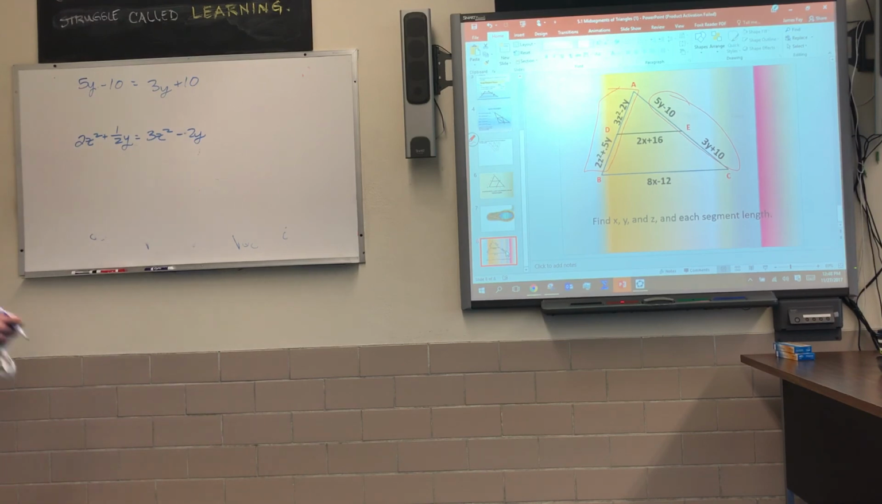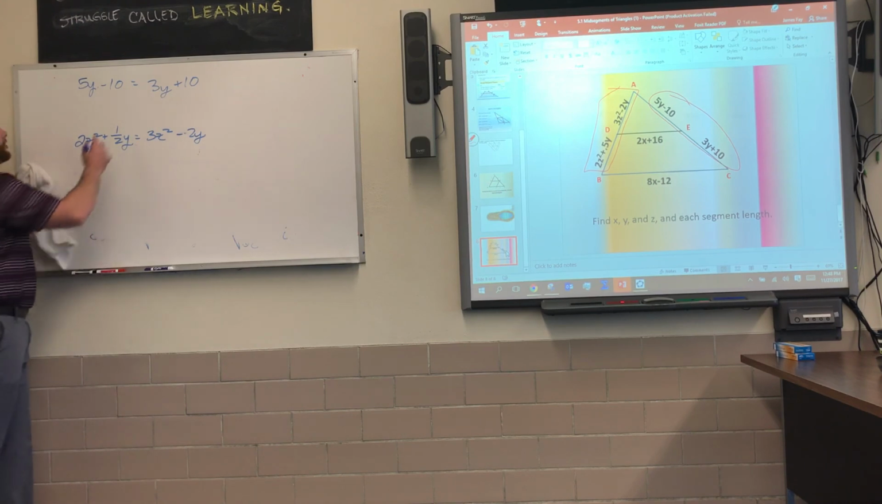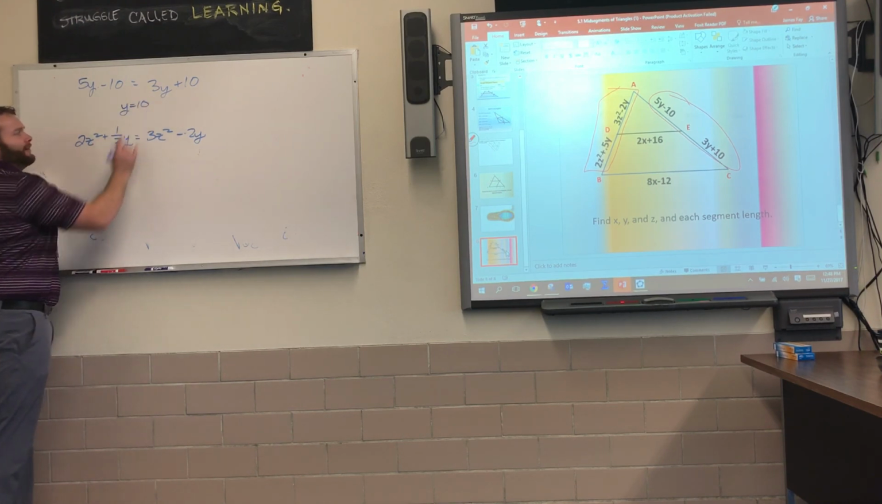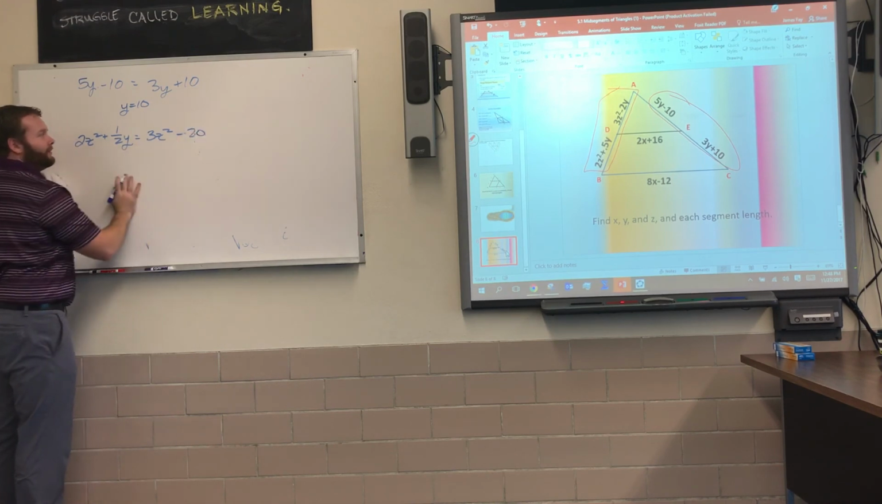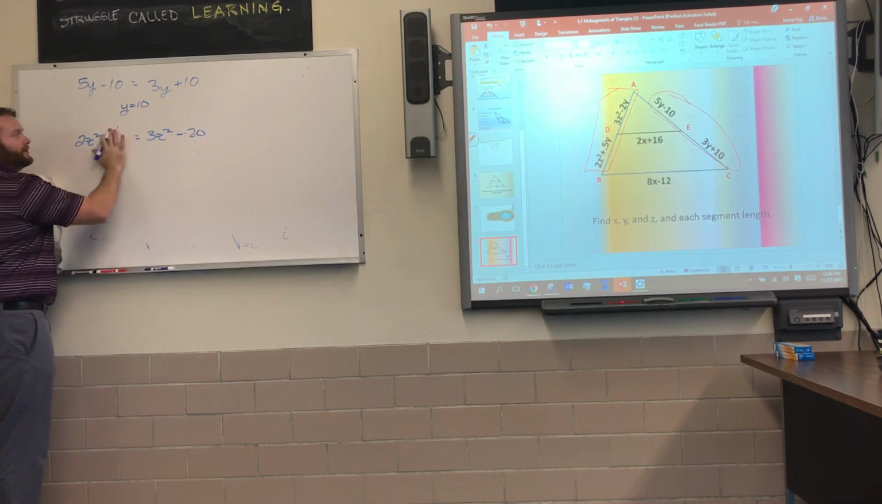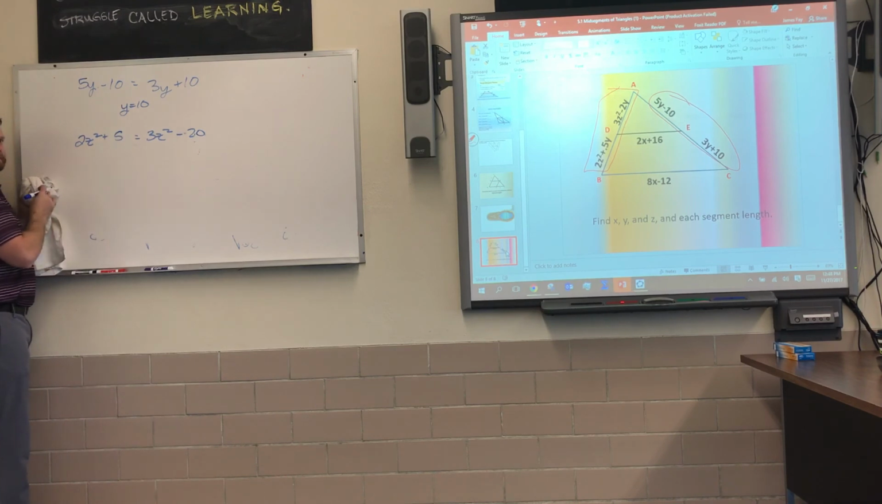But does it make sense to solve this one first? And now once I know, and I'll let you guys solve that, but you end up getting y to be 10 there. Does that make this one a little bit easier? Now that's minus 20. And this is plus 5, correct? Okay.